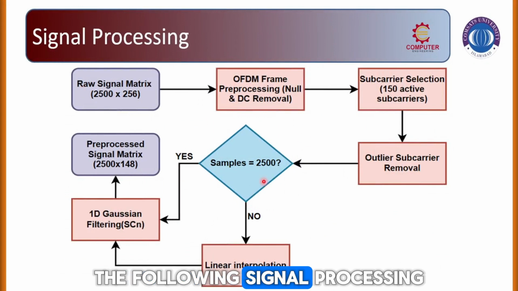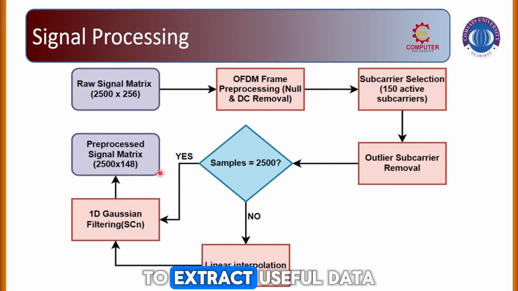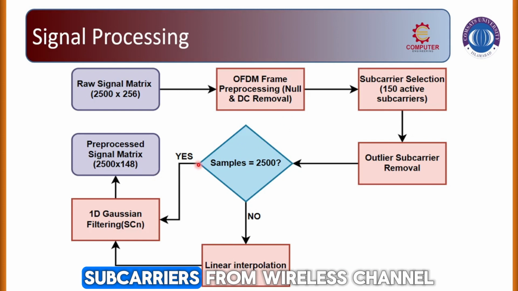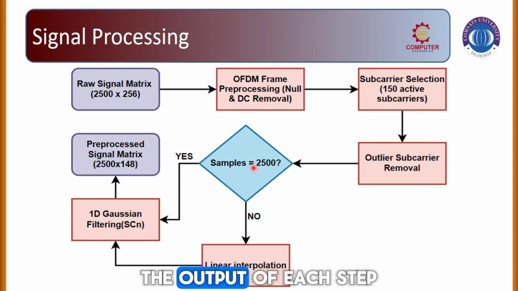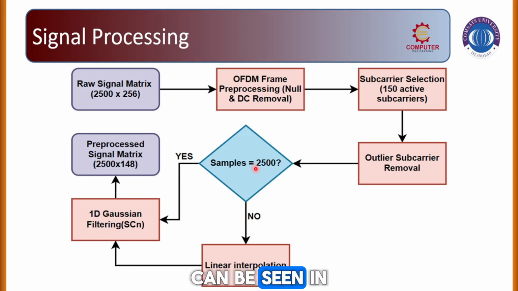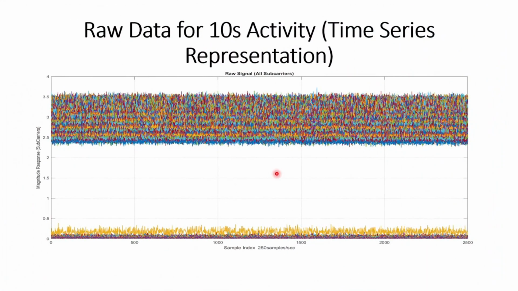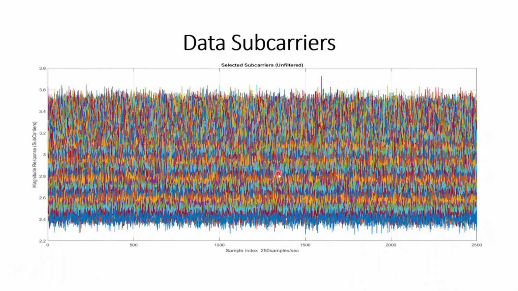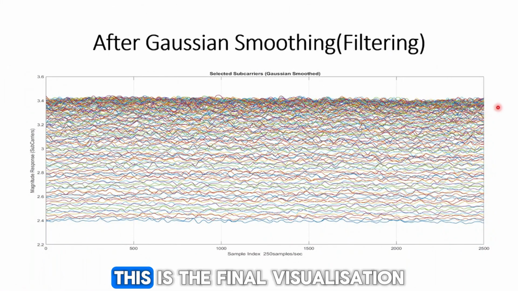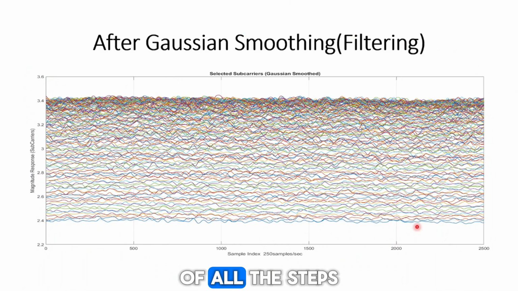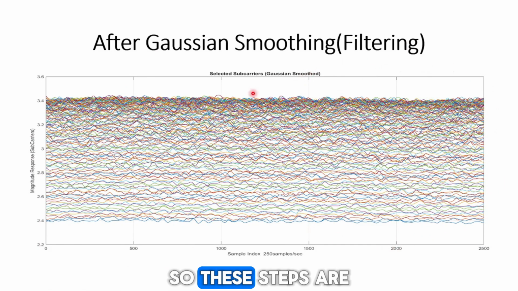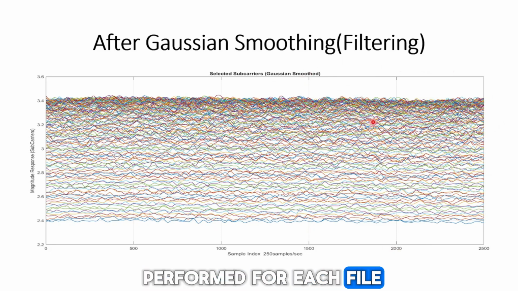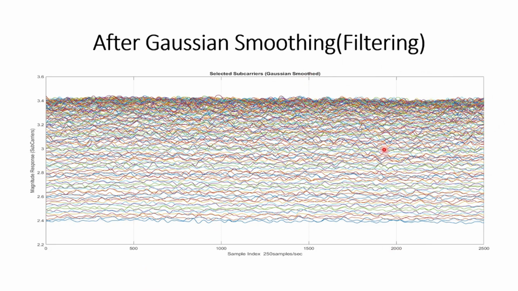The following signal processing steps are followed to extract useful data subcarriers from wireless channel state information. The output of each step can be seen in the next visualizations. This is the final visualization of all the steps that were mentioned earlier. So these steps are performed for each file within our data set.